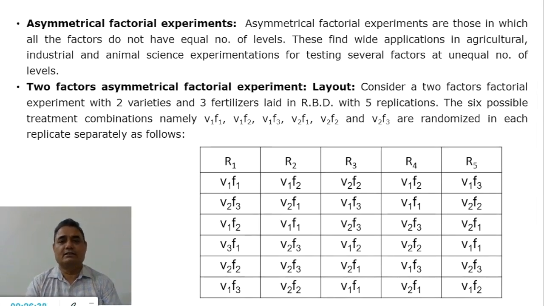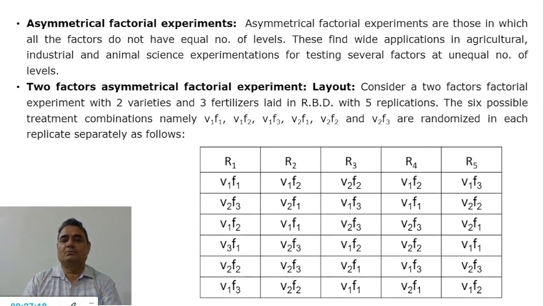As the name suggests, asymmetrical factorial experiments are those in which all the factors do not have an equal number of levels. These find wide application in agriculture, industry, and animal science, for testing several factors at unequal numbers of levels, because there is no need of making the factor levels equal. So we have the freedom to take any levels for a factor. First of all, we will discuss the two-factor asymmetrical factorial experiment.